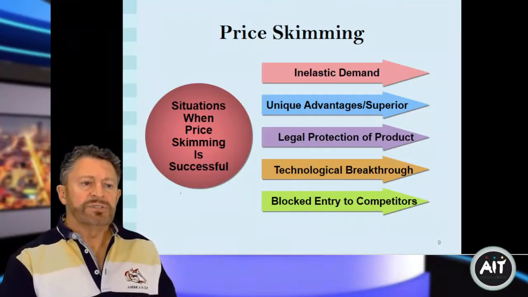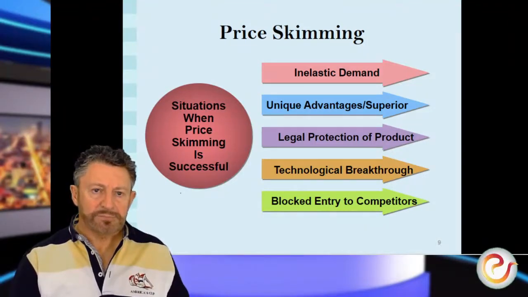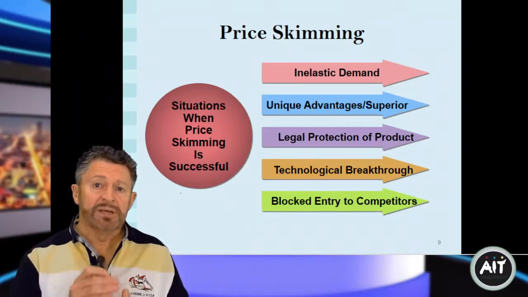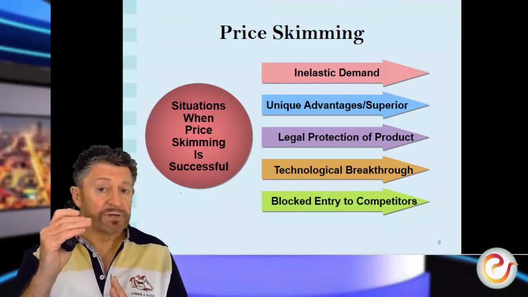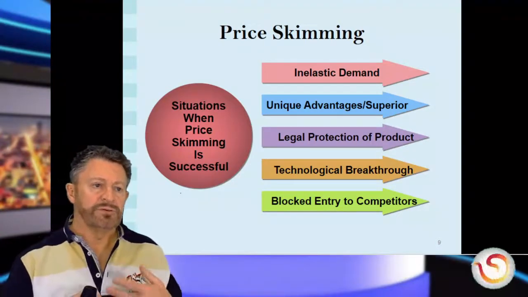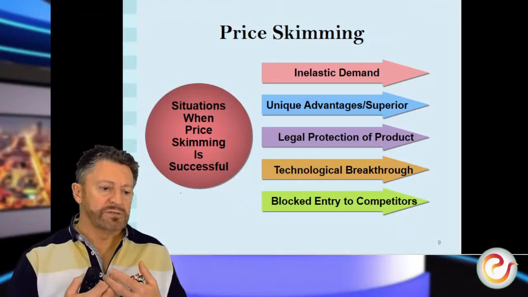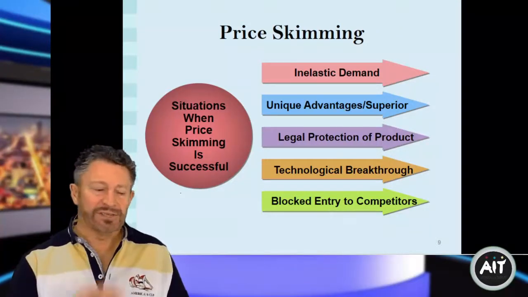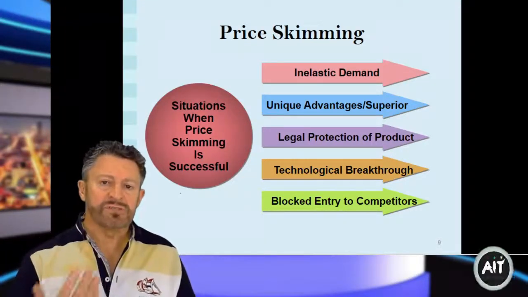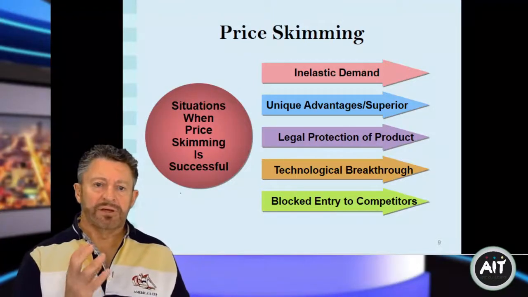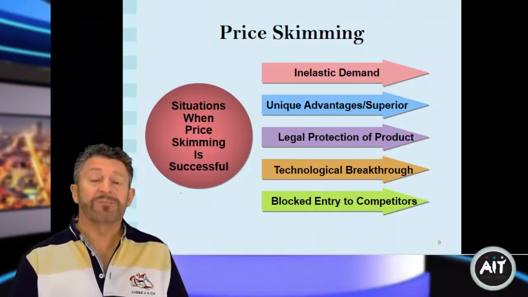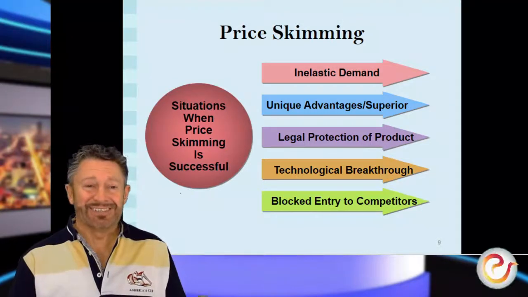So price skimming, when we have inelastic demand. In other words, no matter what price you charge for a product, your demand doesn't change. Okay, so you have a high price, you still have people wanting to buy it. Unique advantages are it's superior. So for example, look at that restaurant in Dublin that was selling sandwiches for 90 euros and they were sold out within a couple of days. Why? Because it was unique. It was a superior product. It had very top of the range meat, and as a consequence, people were willing to pay 90 euros for a beef sandwich, essentially.